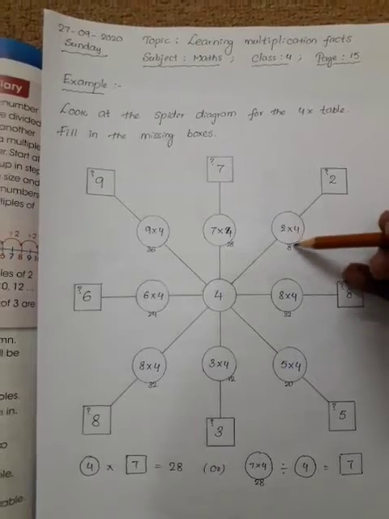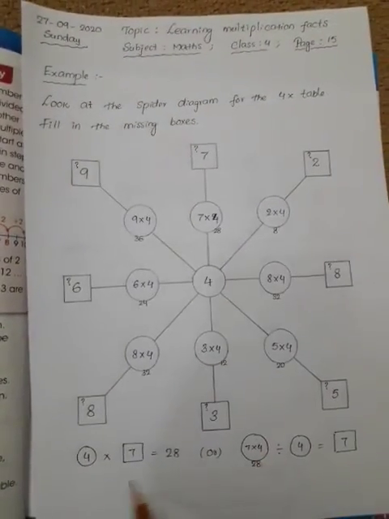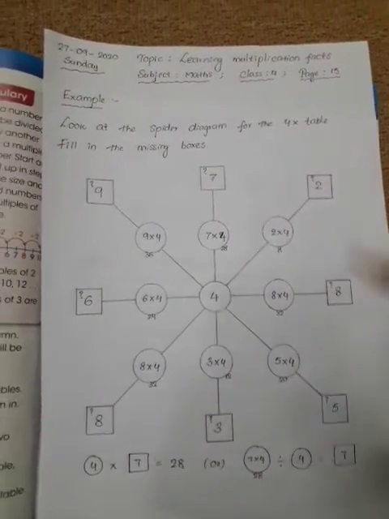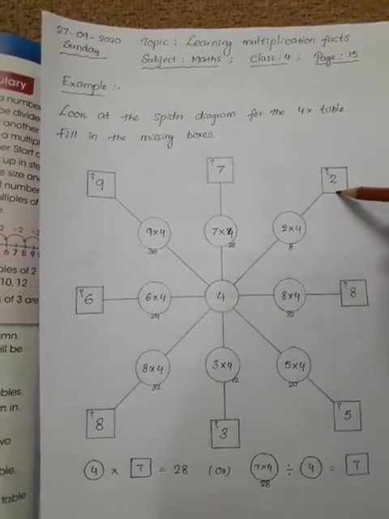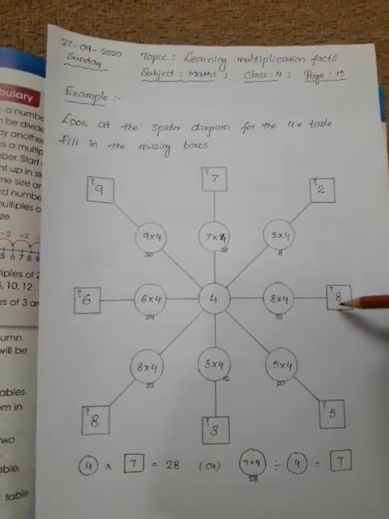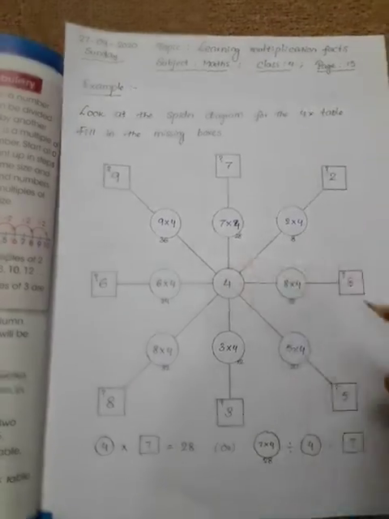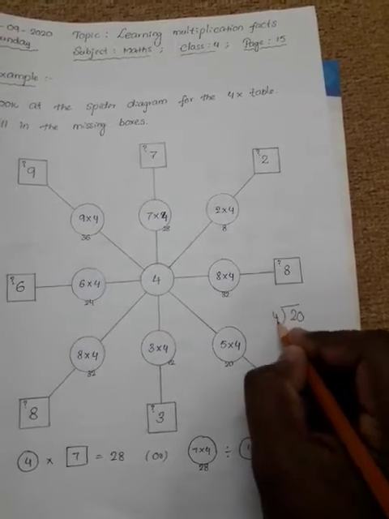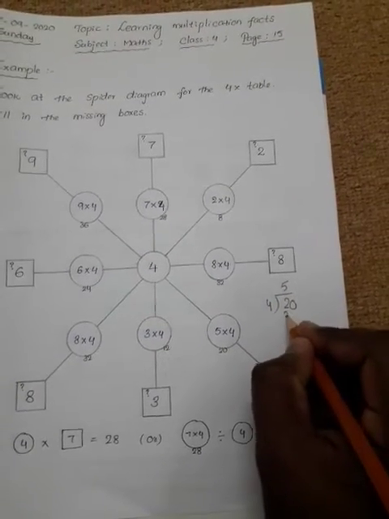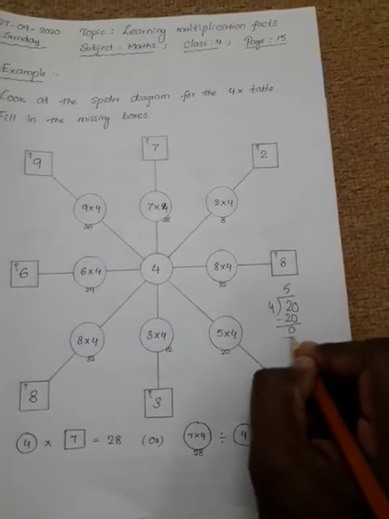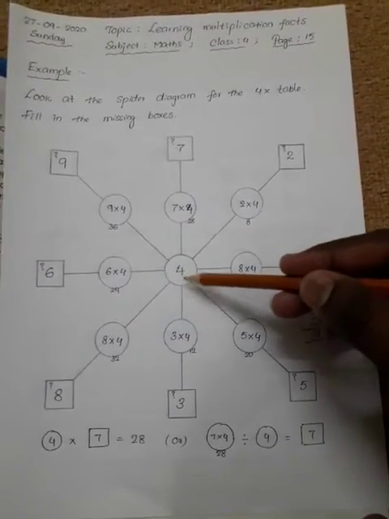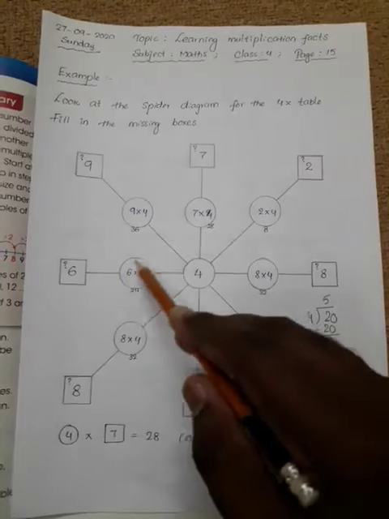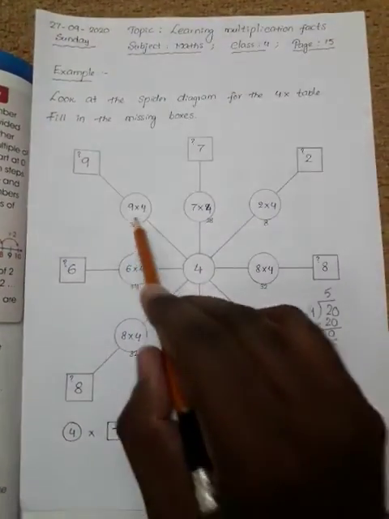This is 8. 2 4s are 8. 8 divided by 4. Two circles together, division, like here 7 4s are 28. 28 divided by 4, how much? 7. So 8 divided by 4 equals 2. 32 divided by 4 equals 8. 20 divided by 4, how much? 4 5s are 20. Okay, and 12 divided by 4, how much? 3. 32 divided by 4, 8. 24 divided by 4, 6. 36 divided by 4, 9.